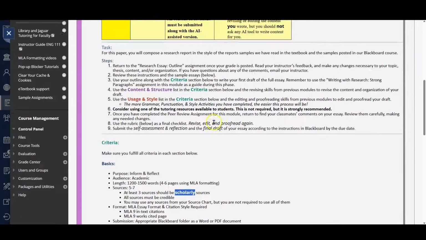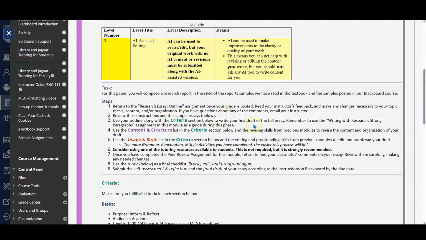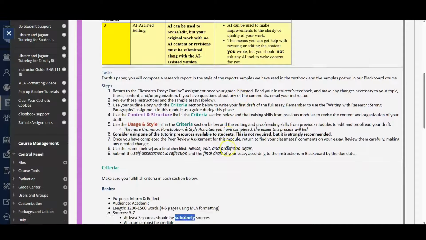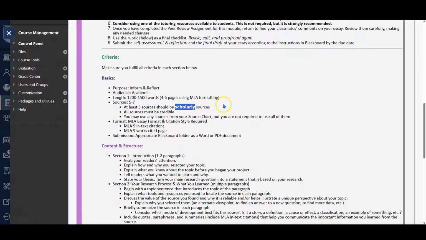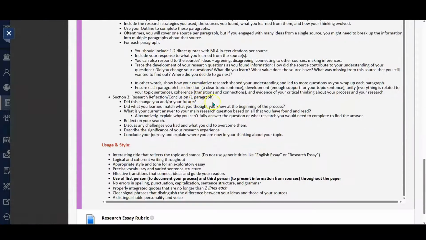But you can also please contact the tutoring services, because again, this is the big paper. This is the big research paper for this class, and we're going to have another module after this, which is completely different. But this is the one where if you need help, please reach out. So the goal here is that by the end of this week, you need to upload your first draft of this paper. Okay. Now, please note some other things.